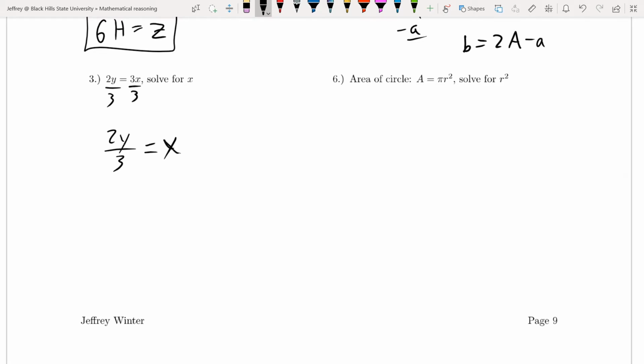For number 6, notice we actually don't have to get r completely by itself. We can actually leave the answer as r squared. So all we're doing is we're just going to divide both sides by pi. So we have a over pi equals r squared. And since that's all we're trying to get by itself, we have our answer.